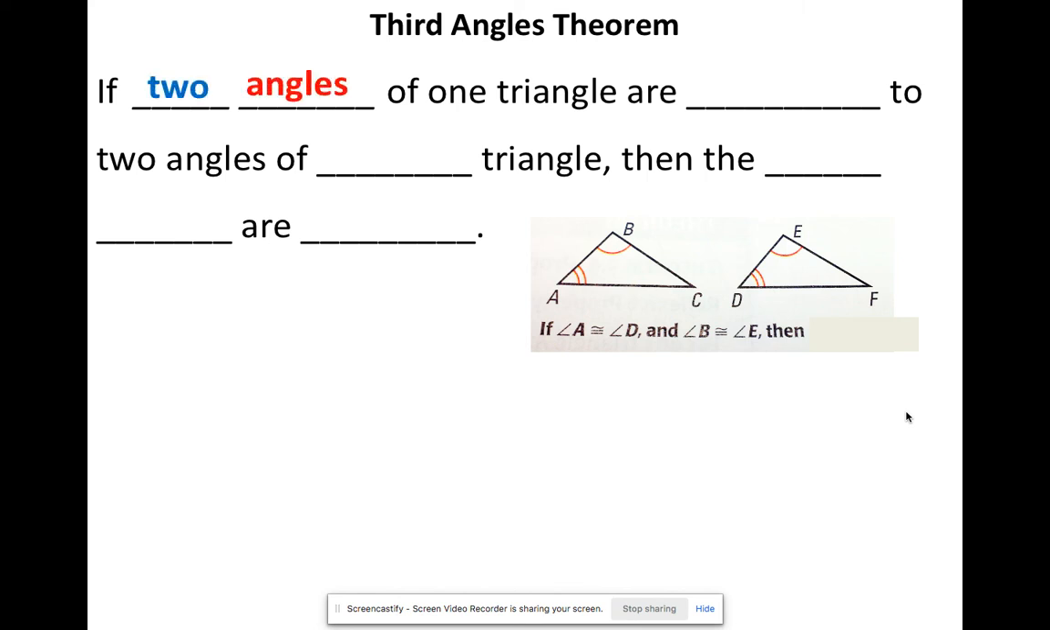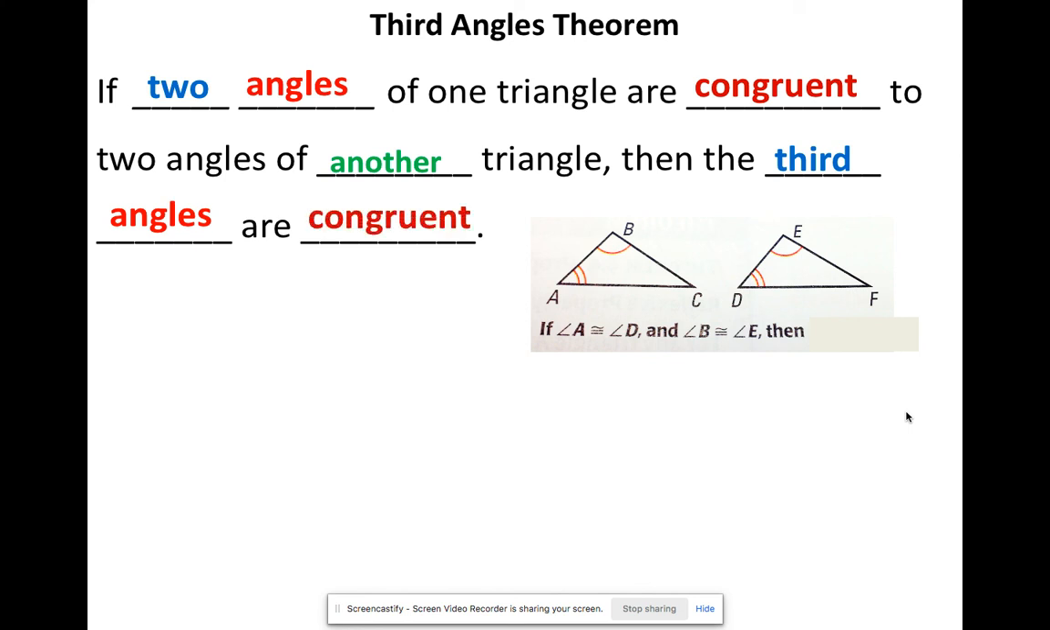If 2 angles of one triangle are congruent to 2 angles of another triangle, then the third angles are congruent. This is like a third angle theorem, meaning that if 2 angles of a triangle are congruent to 2 angles of another, the third angle has to be congruent, regardless of what we think or what we already have. If 2 of them are congruent, the third also has to be congruent.